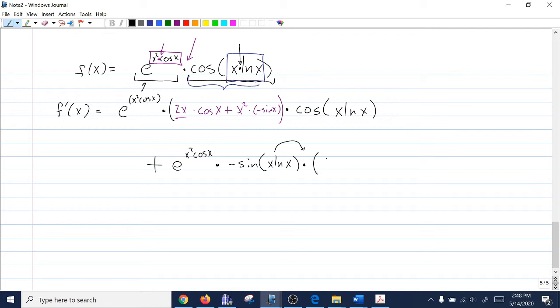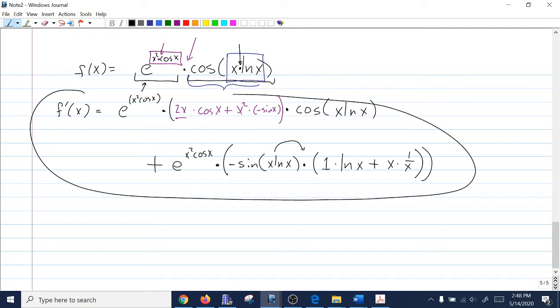I need derivative of the first. Derivative of x is 1. Leave the second alone, ln x. Plus leave the first alone as x. Derivative of ln x is 1 over x. I might wrap all this in parentheses so the minus sign doesn't look like subtraction. But this is it. There we go. Man, this is rough.